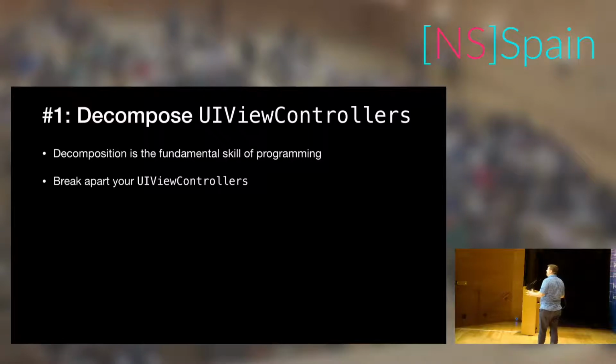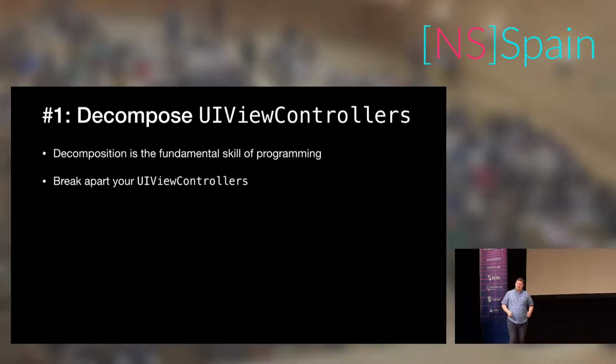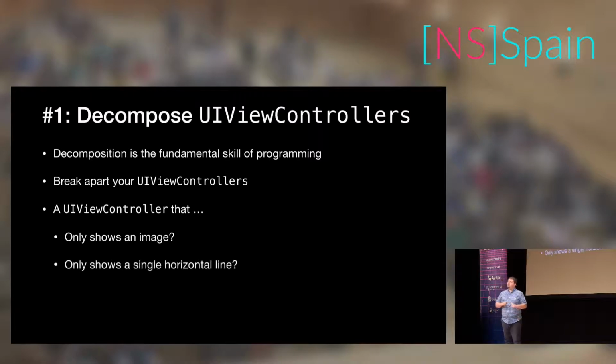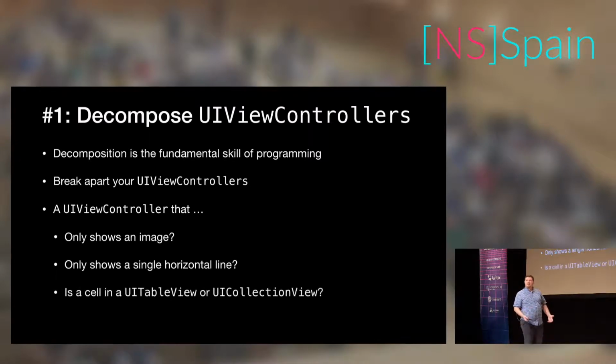Instead of having a single screen that is a single view controller, we can make this screen be many view controllers. As some examples, I, of course, like most developers, have my own set of frameworks that I've built up over time. And I've come up with a few view controllers. I'm going to list some possibilities here and some other ones later. But what if we only had a view controller that just shows an image? This is totally fine. Even if it's a 32 by 32 point image, that's totally fine. What if we had a view controller that only shows a horizontal line? This is also fine. What if we had a view controller that was a cell inside a table view or a collection view? This is also fine.